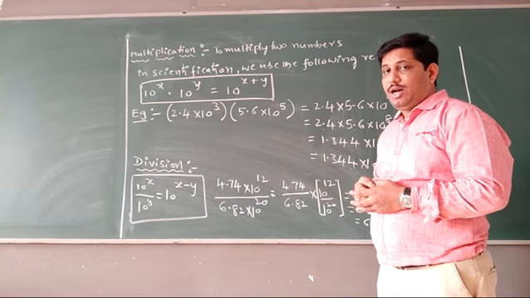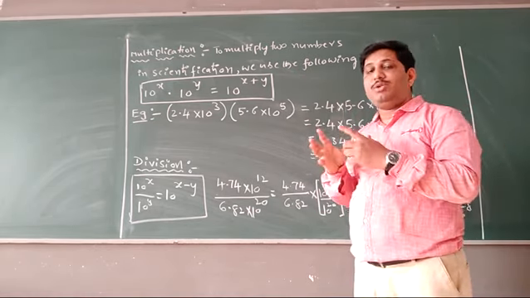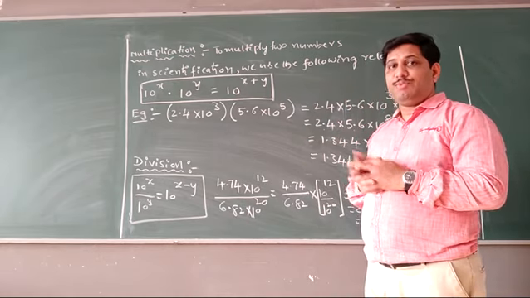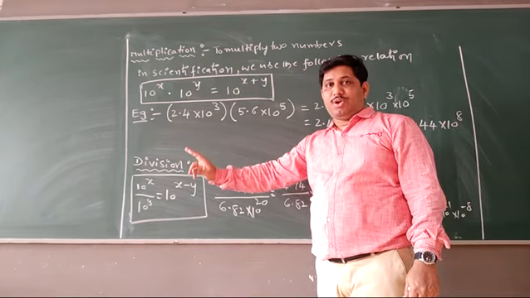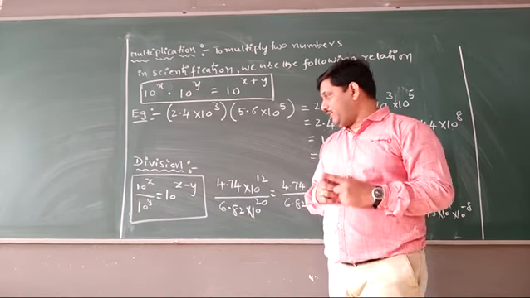Division, same formula we are using. That is, to divide two numbers in scientific notation, we are using the following formula, students. That is 10 to the power of x by 10 to the power of y is equal to 10 to the power of x minus y.